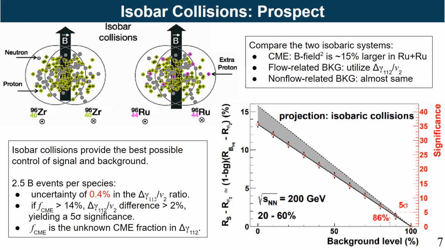And we estimated the statistical uncertainty is about 0.4%. So when we have 2% over 0.4%, we will have a 5 sigma discovery. That's the hope. If the CME fraction is larger than 14% in isobaric collisions, we should see a 5 sigma effect. Then we have a discovery. Although in the end, the reality is very cruel. But at that time, we didn't know the FCME, so we could only hope for a bigger FCME. In the end, whatever nature gives us, we have to accept.